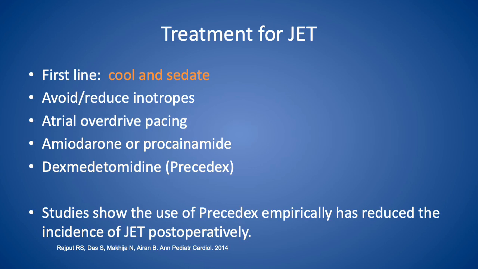The treatment for JET, first line, is to cool and sedate. Also, along those lines, avoid or reduce inotropes. If you have pacing wires, you can use atrial overdrive pacing. Treatment from an antiarrhythmic standpoint would be amiodarone or procainamide. Precedex, or dexmedetomidine, has also been shown, if used empirically or prophylactically, to help reduce the incidence of JET postoperatively.